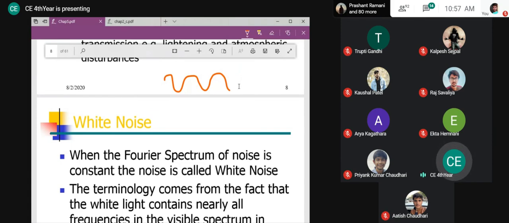If I am going for the amplitudes, if I am going for the voltages, then it is a spatial property. But if I am going for the frequency of my noise that is getting added to my original signal, then it is known as the frequency property of the noise.